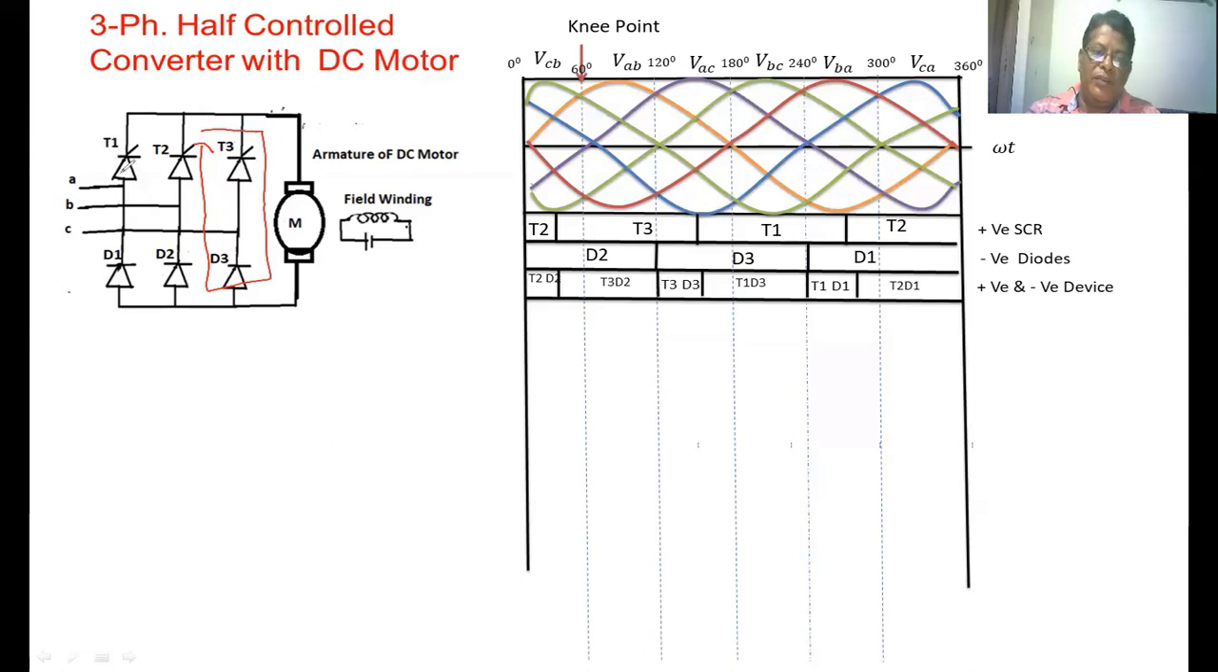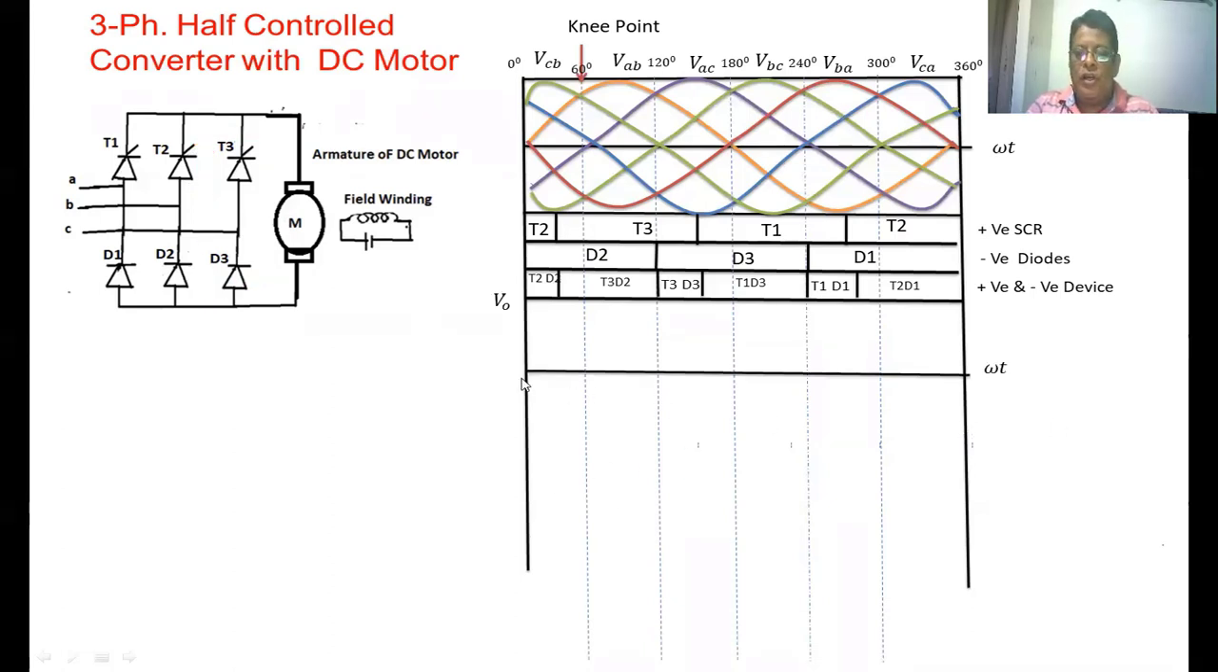In the same manner, if T1 D1 is conducting, the load voltage becomes 0. If T3 D3 is conducting, the load voltage becomes 0. Now we are going to develop the output voltage waveform. On the x-axis we have again taken the angle, but we start from the instant where T1 D3 is conducting. When T1 D3 is conducting, the output voltage becomes VAC. Go up and see how VAC is changing, from this point to this point.